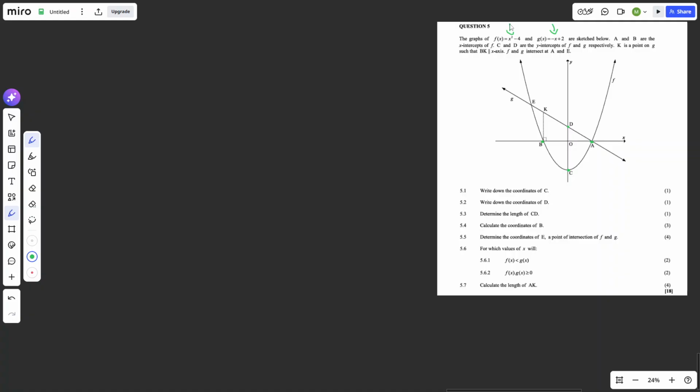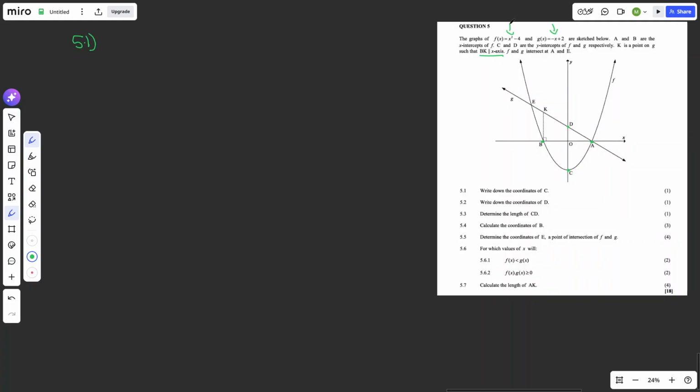And K is a point on g such that BK is parallel to the x-axis. Okay, we've got BK here parallel to the x-axis. But I guess what they mean is perpendicular to the x-axis and parallel to the y-axis. And f and g intersect at A and E. Okay, so these are useful information to have. So now let's look at the questions that follow.